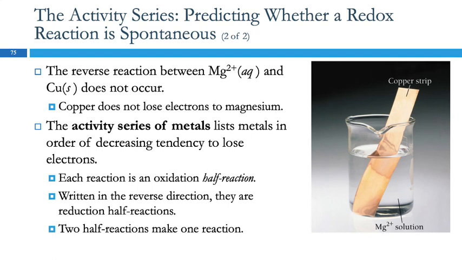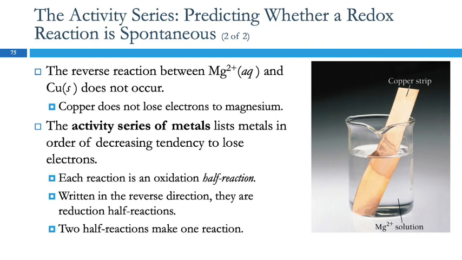So copper is not going to lose electrons to magnesium, but magnesium will lose electrons to copper. So there's nothing in the periodic table that shows us the order of this, but experiments have been done, and they've made a list. It's called the activity series of metals. It shows us which are the most active. So at the top, those metals have the highest tendency to lose electrons.